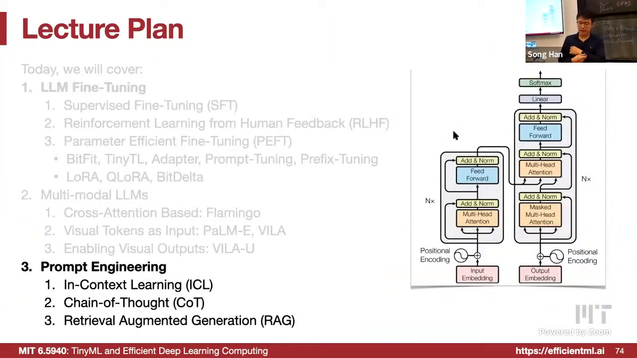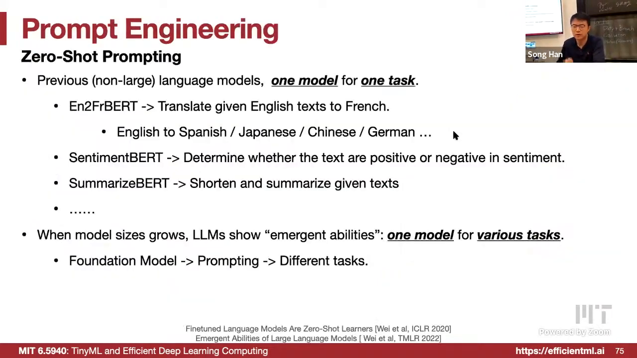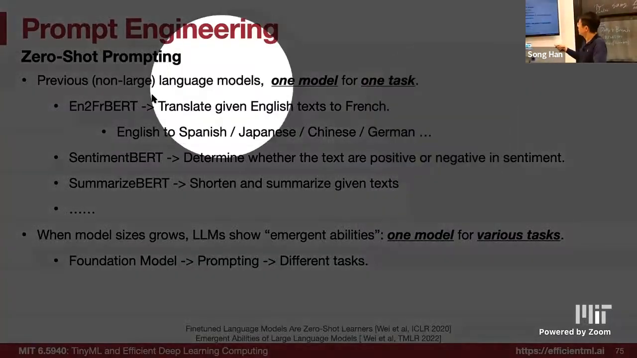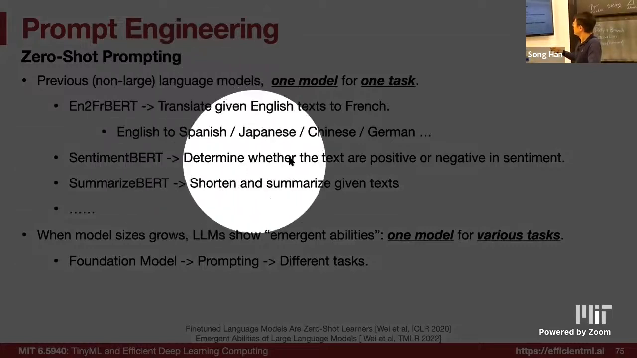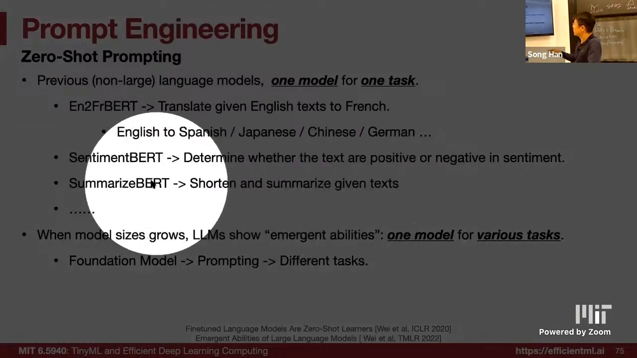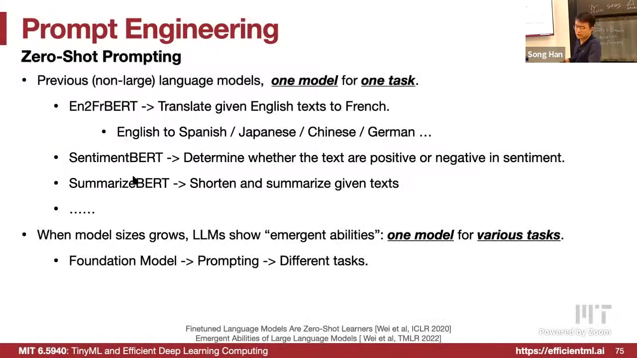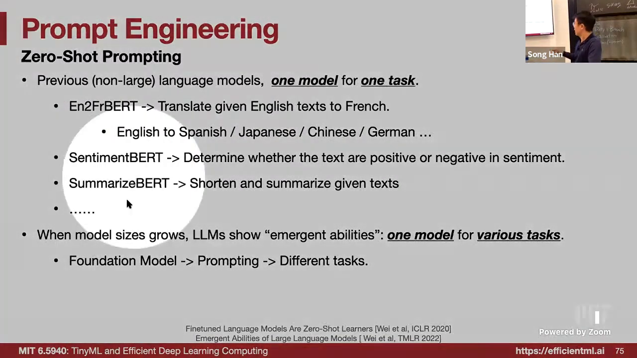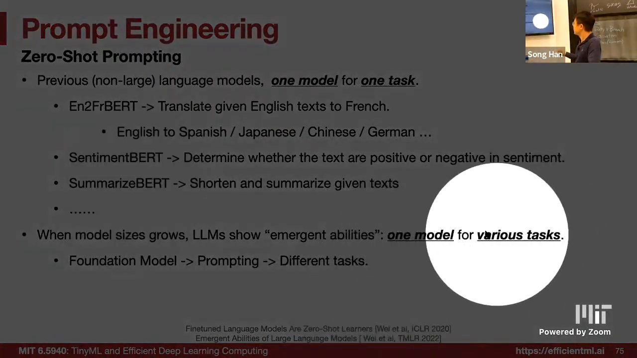Okay, and finally, let's talk about prompt engineering, including in-context learning, chain of thought, and retrieval augmented generation. So zero-shot learning is basically built on top of this one model, one task. Like translate from English to French, we need one model. And determine the sentiment, we need a sentiment model. Summarize the text, we need a summarize model. But now we want to have one model to deal with many different tasks.